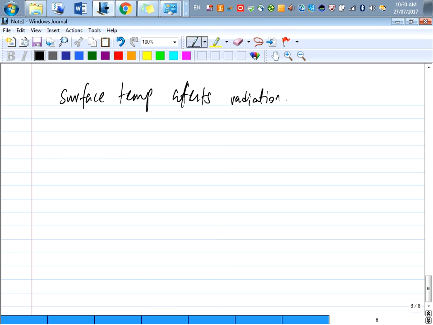Sorry? The goggle one, the green color vision, that one is different. It's not infrared. Yeah, it's night vision goggles. It works on another principle.